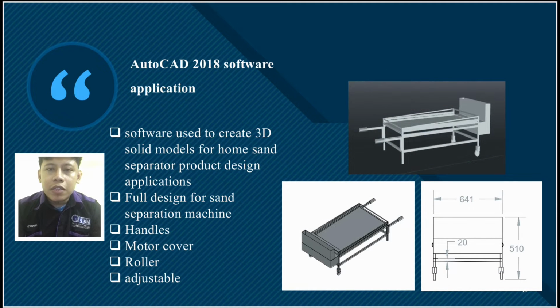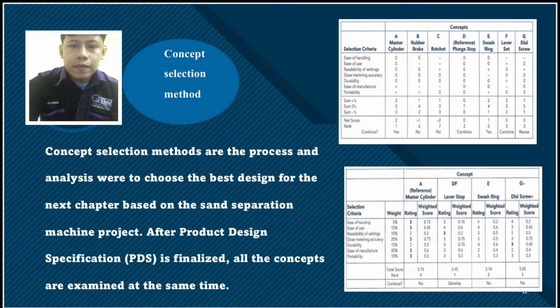The other method involved in the making and design of this machine is AutoCAD 2018 software. This software was used to create 3D solid models for the home sand separator product design machine. The full design for this sand separation machine was made from this software, in terms of its handles, motor cover, roller, and also the adjustable handle.